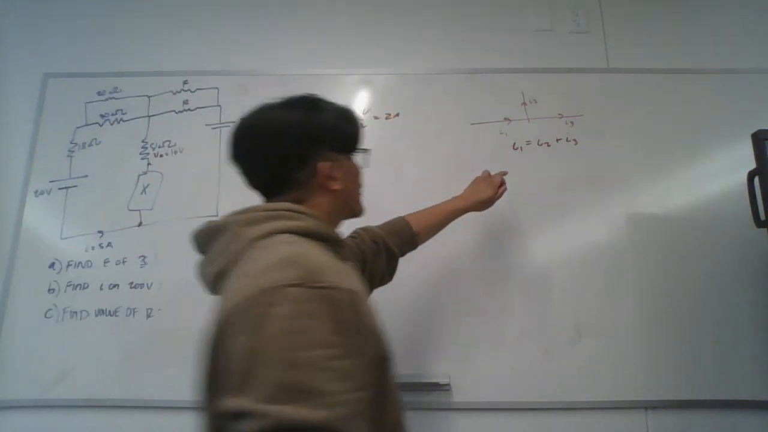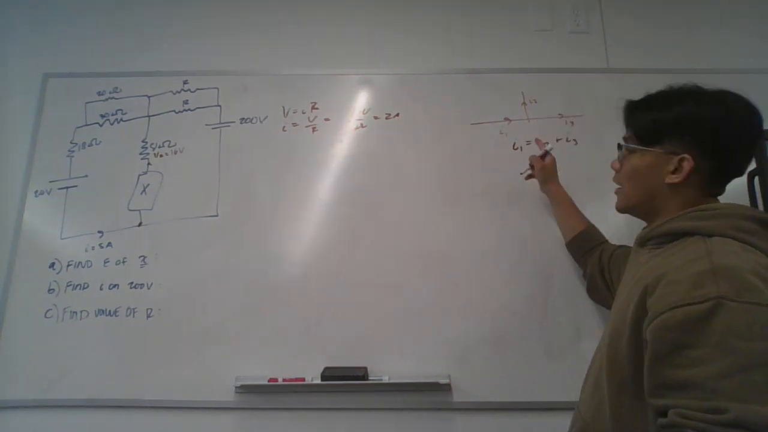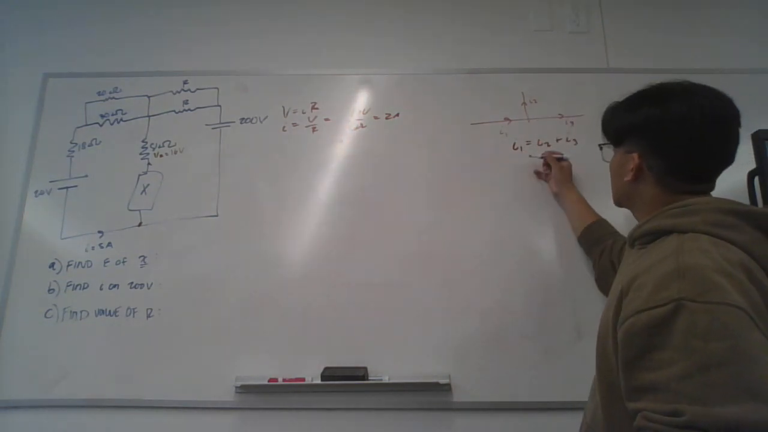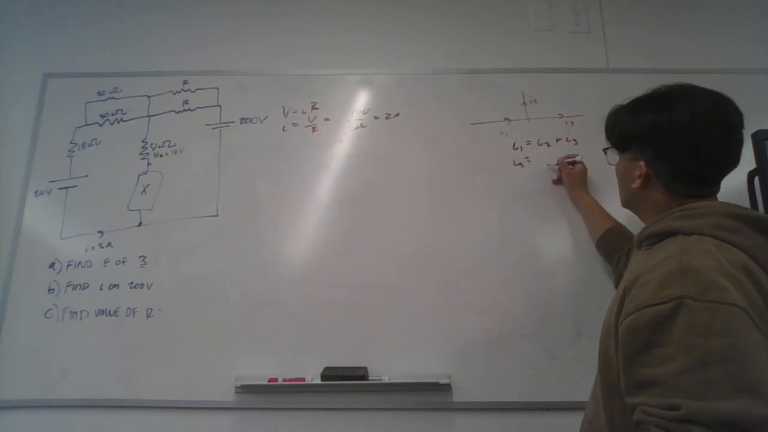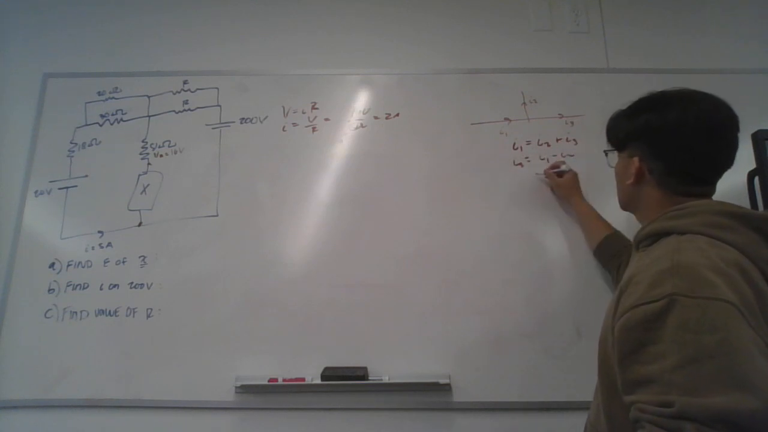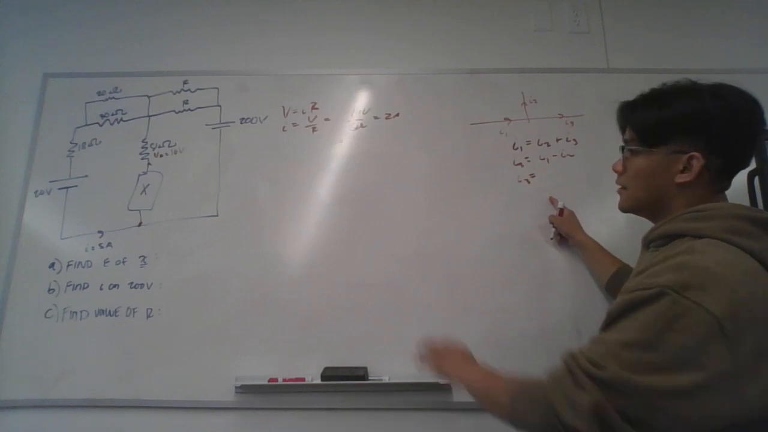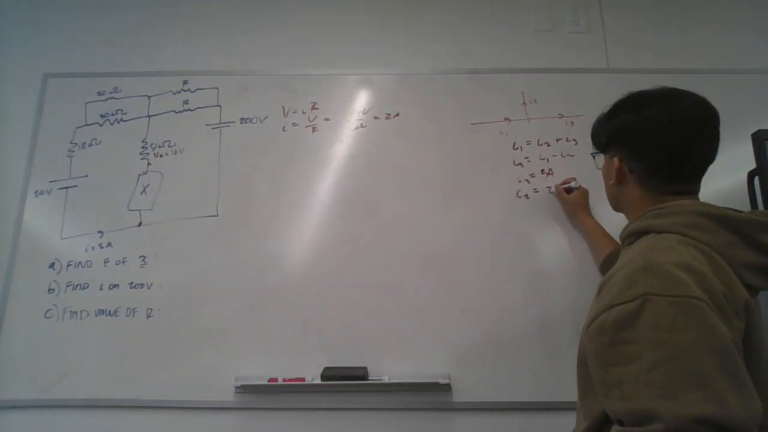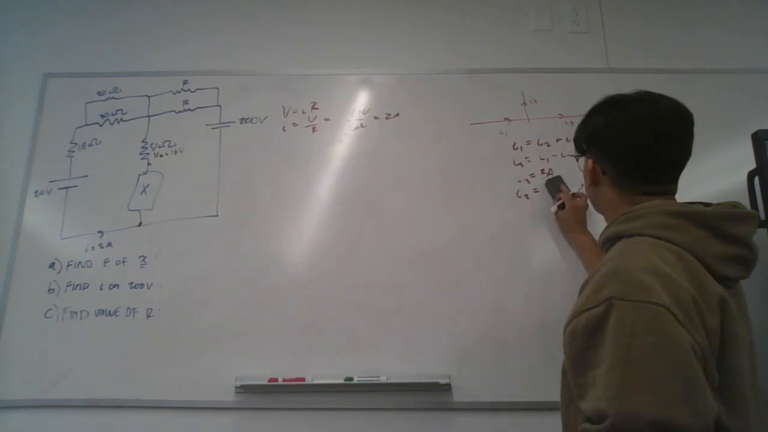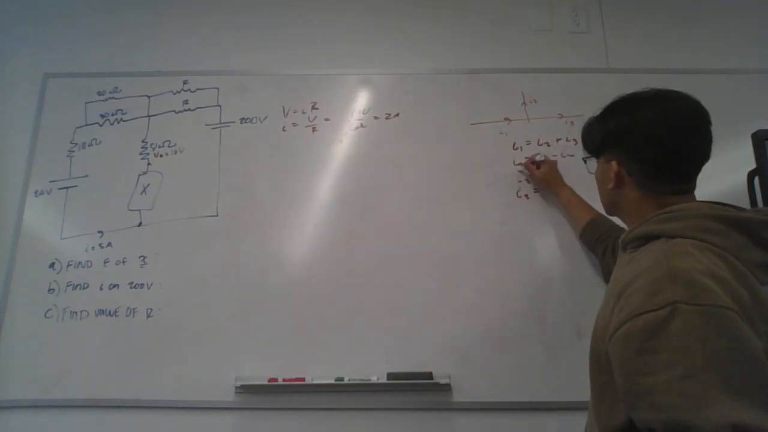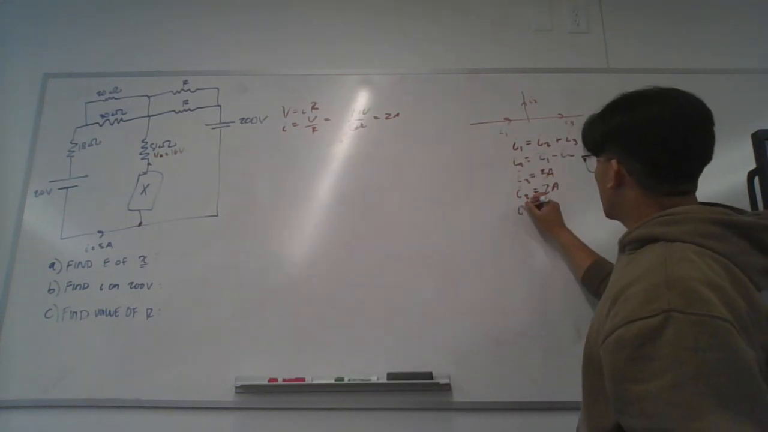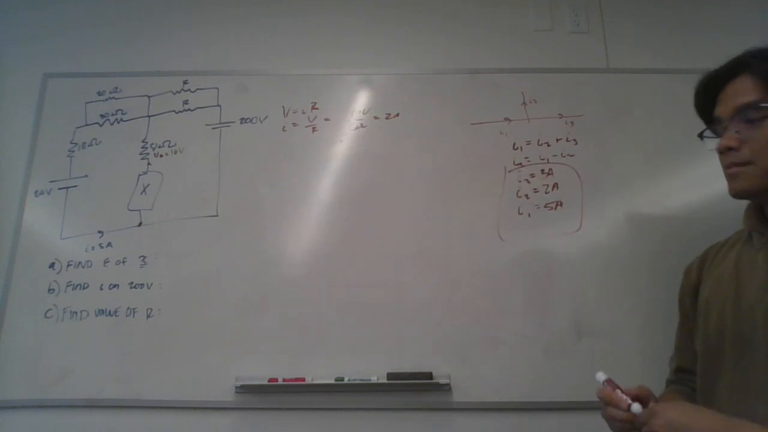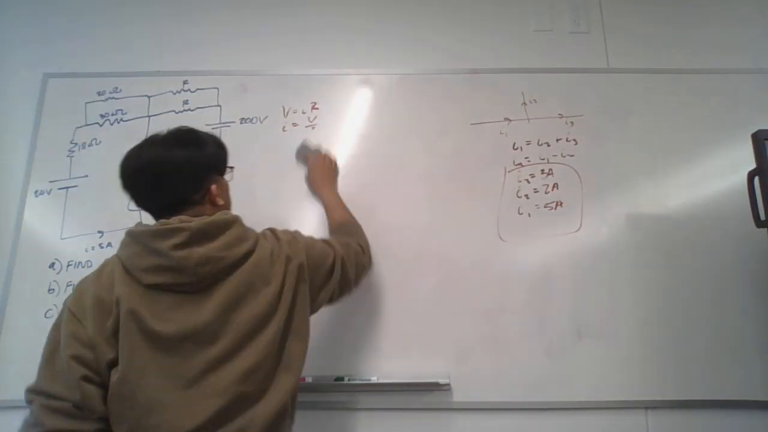So we can go ahead and just write it over here. If our I1 is known and our I2 is known, we can solve I3 by doing I1 minus I2. I3 would be 5 amps minus 2 amps, which is just 3 amps. Our I2 is equal to 2 amps, and our I1 is equal to 5 amps. Cool. We can go ahead and just erase this.